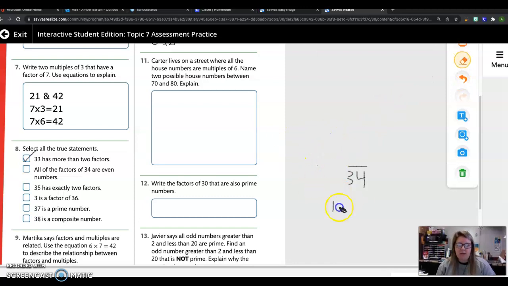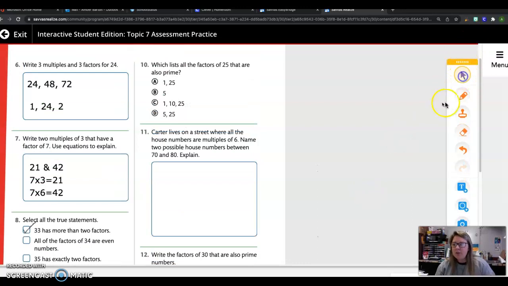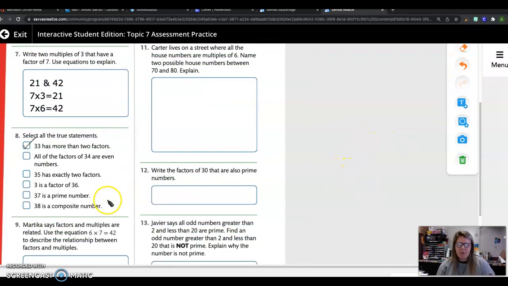So let's look at the next one. 35 has exactly 2 factors. We know that is not true because 7 times 5 is 35, and so that already gives us more than 2 factors. The next one says 3 is a factor of 36. I already know that 12 times 3 is 36, so I know that is absolutely correct.